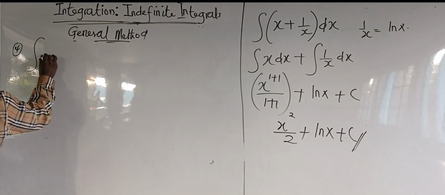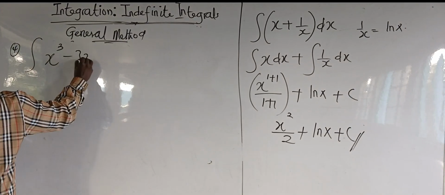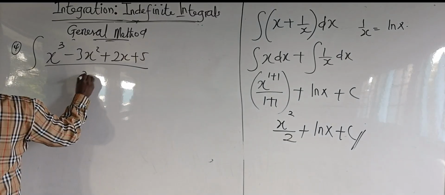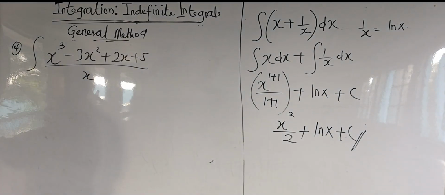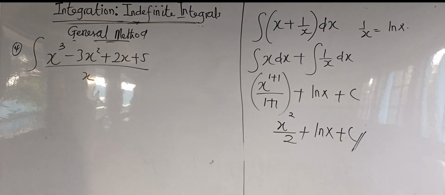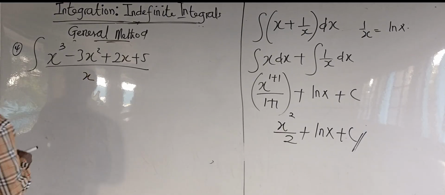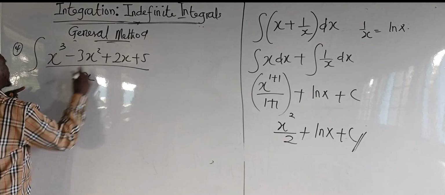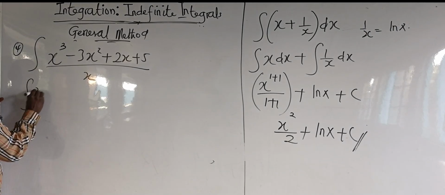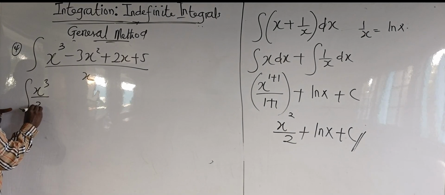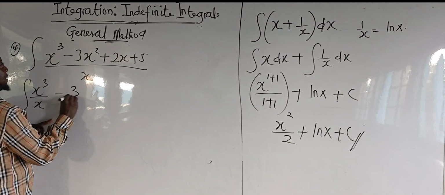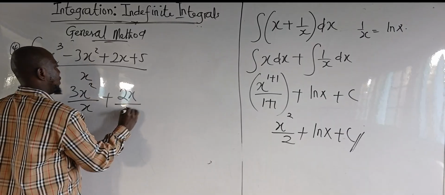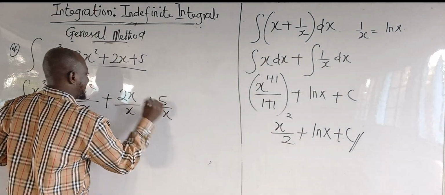4. So we're asked to find the integral of this value, 2x plus 5 over x. I want to do this one. So from here, what do we do? First off, this x is to divide all of this one first. So have this one. So we have cube over x here, then minus 3x squared over x here, plus 2x over x here, and then 5 over x here.